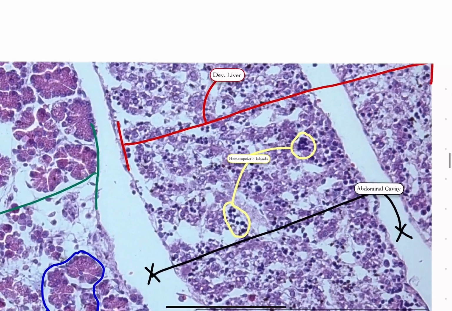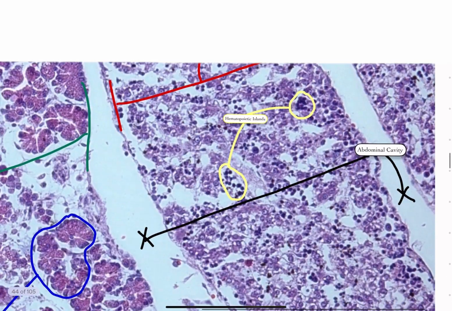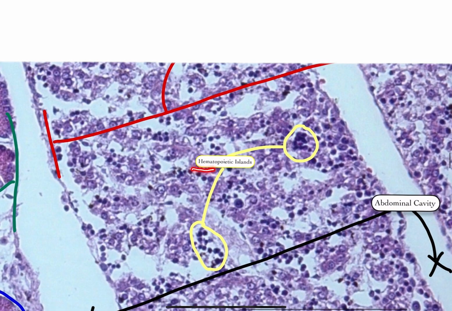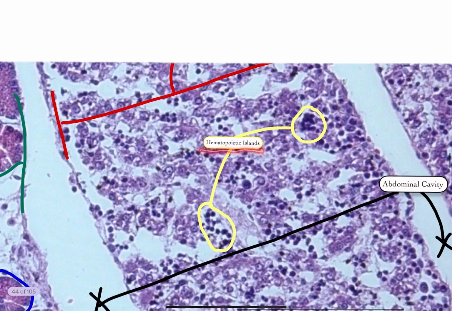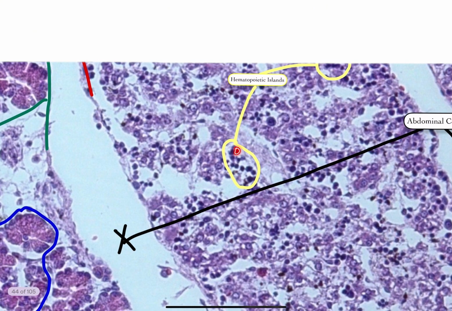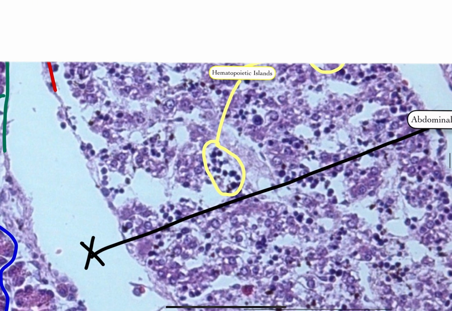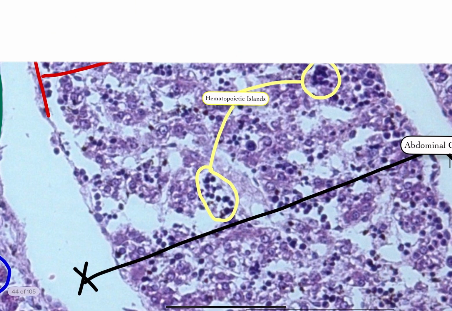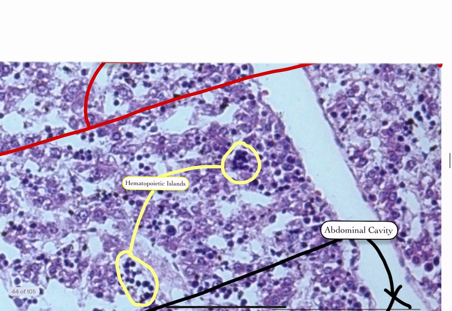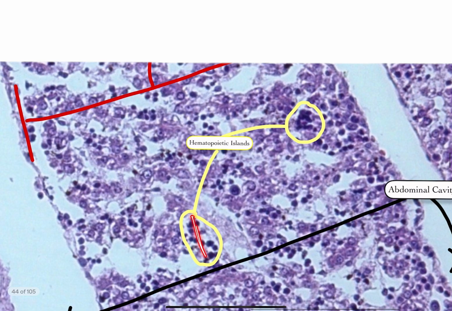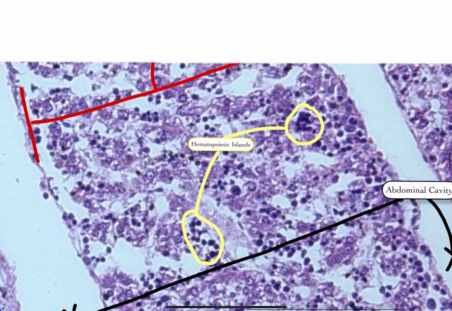Now for the remaining structures within the liver, or the specific structure of the liver, it is the hematopoietic islands. And these are these dark cells clustered together like so. So this would be a hematopoietic island. This would be as well, maybe this as well, this too. So they'll usually show you a bunch of these dark cells clumped together like this, and they'll go back and forth with the mouse like this and then ask you about this structure.